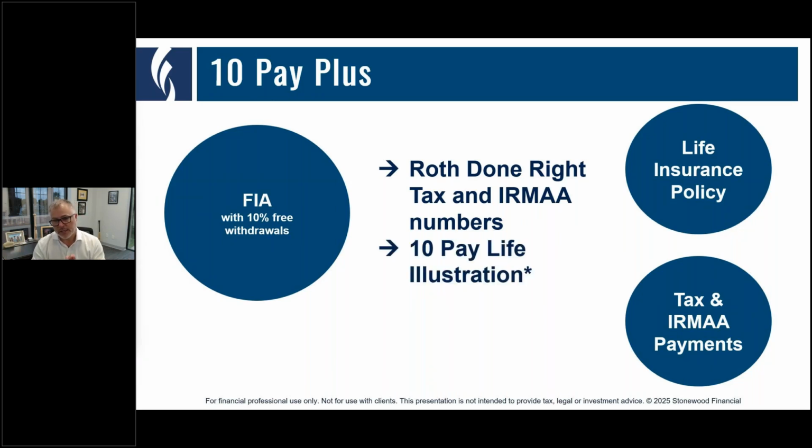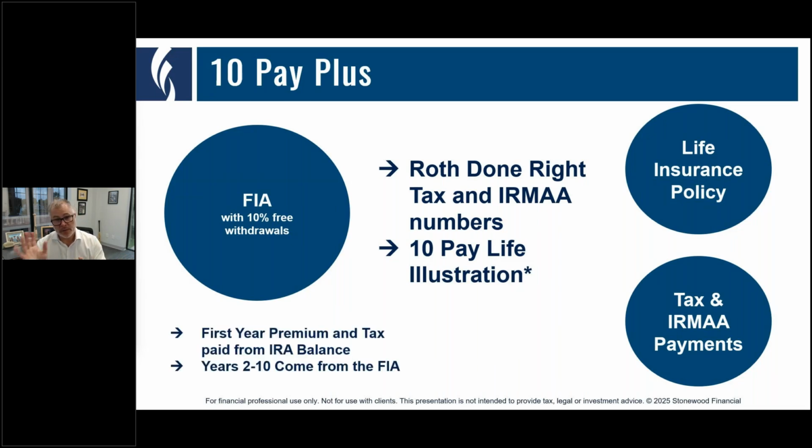I think it's good to run a 10-pay life illustration to set the foundation. And I'm going to show you a chart in a minute to tell you how you can expand it. But it's not as simple as taking your conversion amount, putting it in an annuity, and then pulling your 10% free and going. There are a lot of FIAs that won't allow you to take that first year 10%. You've got to wait until you have a year.